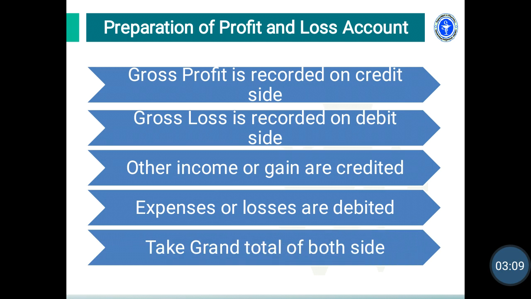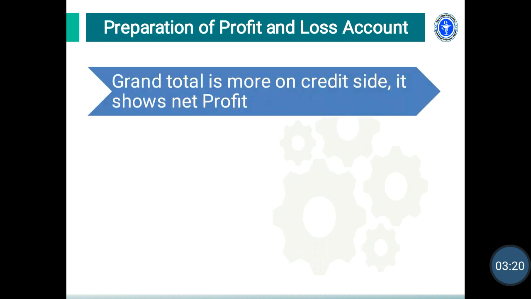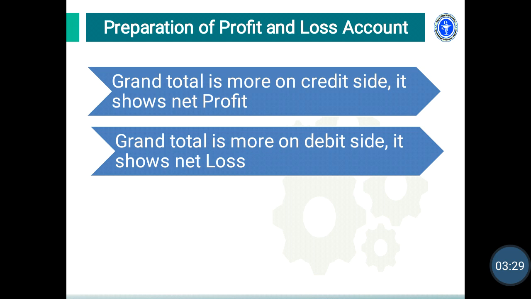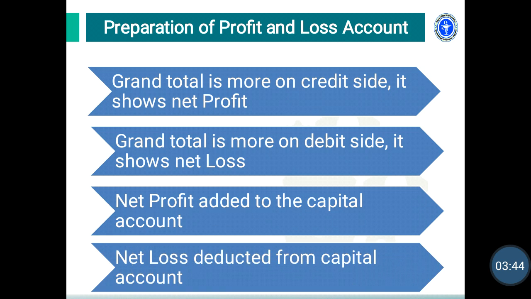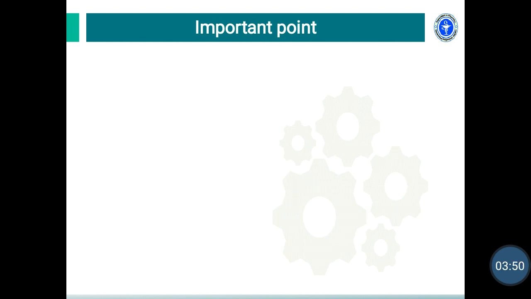Finally, take the grand total of both sides, that is on debit side and on credit side. When the grand total is more on a credit side, it indicates a net profit, while if the grand total is more on a debit side, it is shown as a net loss. At that time, net profit gets added to the capital account and net loss is deducted from the capital account. In this way we prepare the profit and loss account.